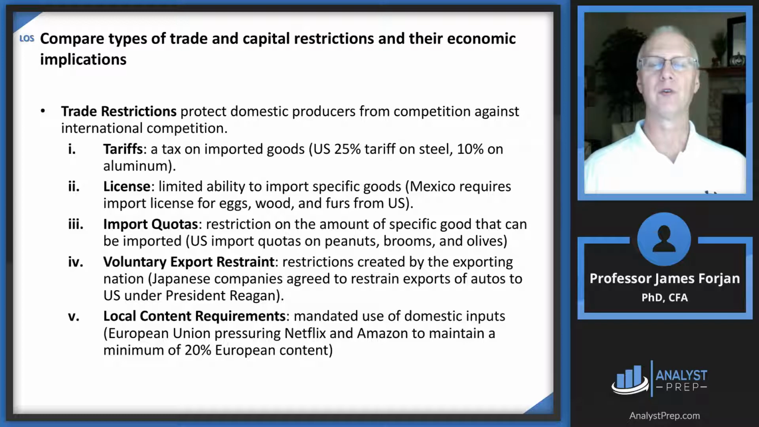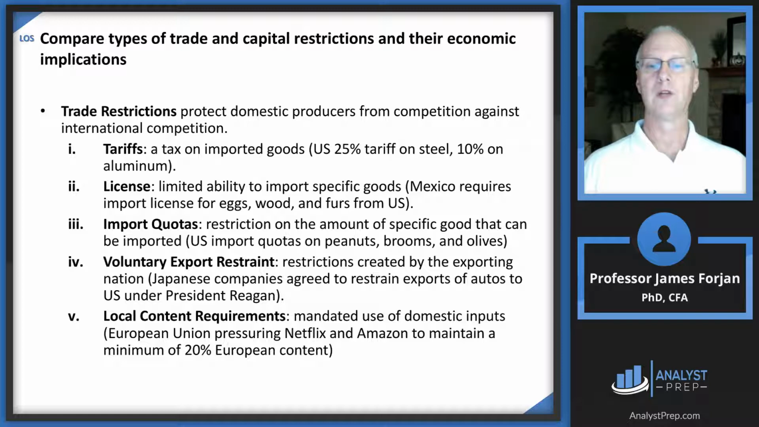Voluntary export restraint is not too common these days, but back when I was in college, if you can go back that far, the Japanese companies agreed to limit their exports of automobiles to the U.S. under President Reagan. In fact, this was such a disaster that, and I can't remember the exact dates, I think it may have started in 1983 or 1984 and only lasted for a year or so. And then that was rescinded.